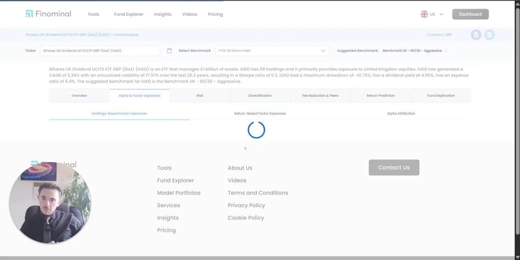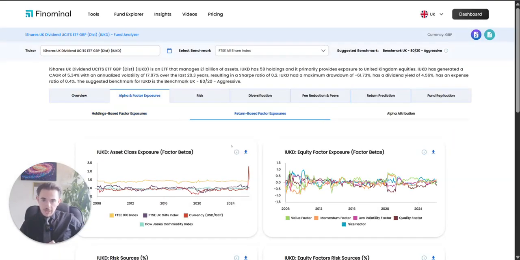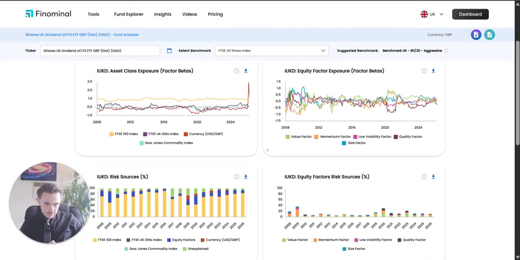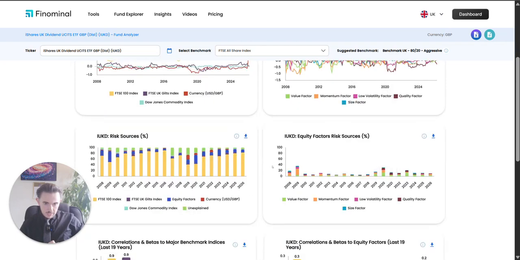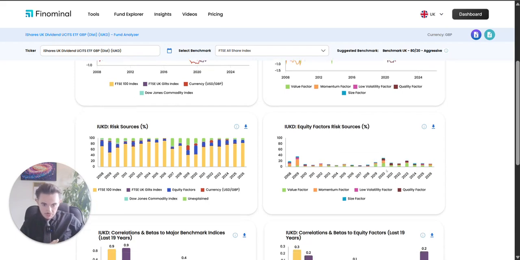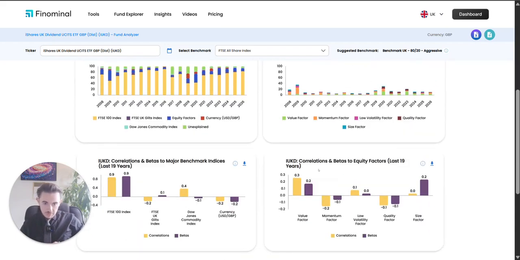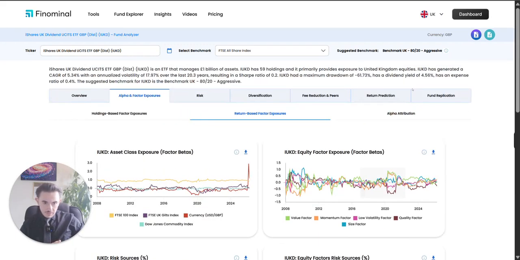Let's look now to alpha and factor exposures. We're going to head over to return-based factor exposures. We're looking at this graph here, equity factor risk sources, mainly seeing the positive equity factor risk source of the value factor quite recent years, and we can see that further with a correlation of 0.3 to the value factor. Also a beta of 0.2 to the size factor is worth noting.